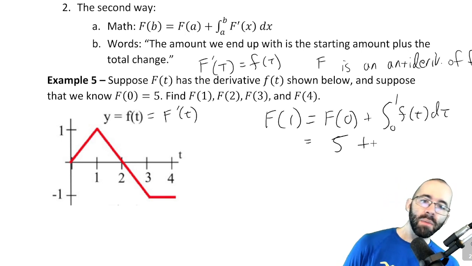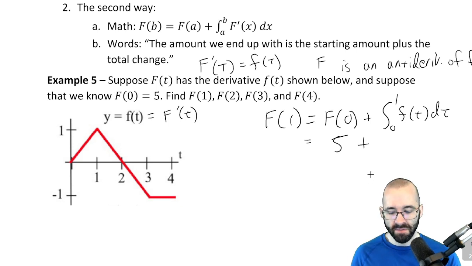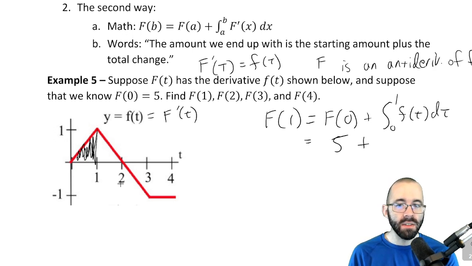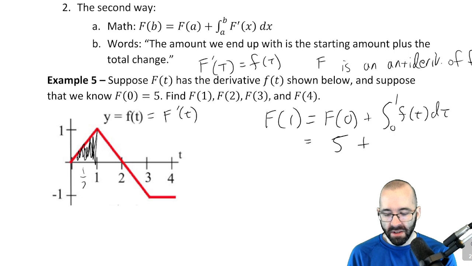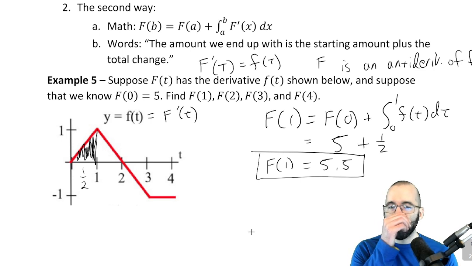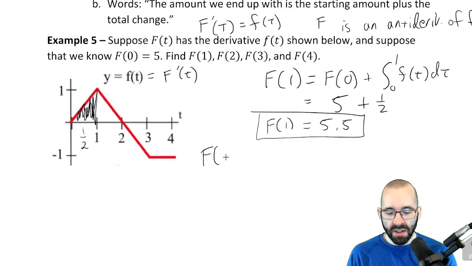Remember, a definite integral can be found by looking at the area, or more specifically the signed area, under the graph. So it's the area from 0 to 1. That's a triangle. A triangle has area of 1/2. So F of 1 is 5.5. And you can do that for each of these. So get some practice, pause the video, and try to find out what F of 2 is, and F of 3 is, and F of 4. Let's see if we get the same answers.